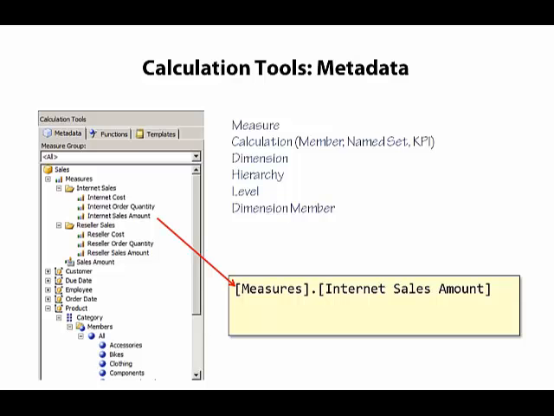Notice how everything is enclosed in brackets, which, as we learned earlier, are required only when the name includes a space. We can then type in any mathematical operators that we need, and then continue selecting items from the metadata tree, such as Reseller Sales Amount.